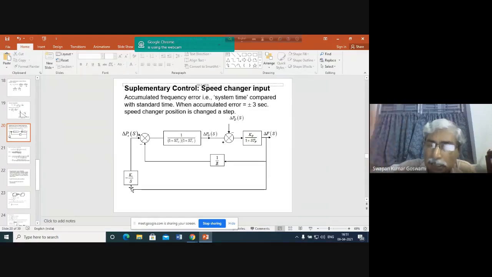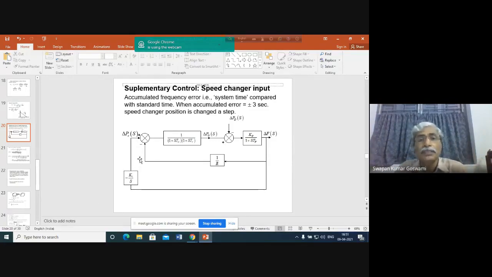And that particular generator or that particular power station has the responsibility of changing the position of the speed changer and accordingly maintaining the frequency of the power system. That means bringing the frequency back to the original position. This responsibility is imposed on a single power station in case of a large power system, or on a single generator in case of a moderate size power system. Okay, and how is this implemented?